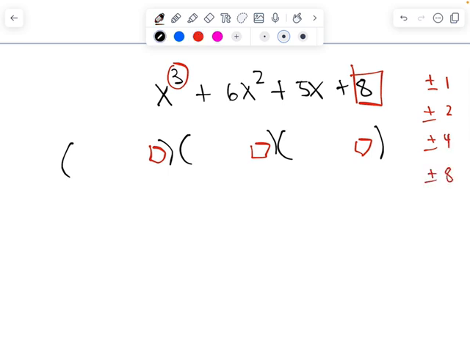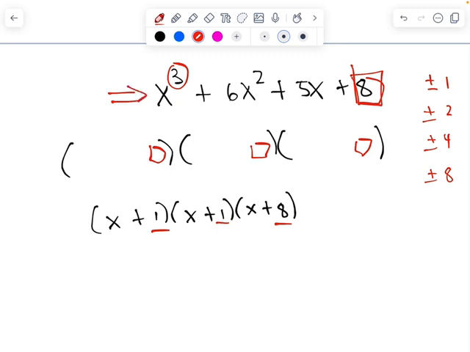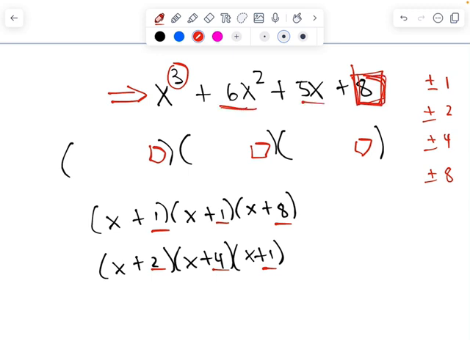For example, maybe this polynomial is x plus 1, x plus 1, x plus 8. Because if we multiply that all across, 1 times 8 would give us that 8. Now you have to multiply that out and see if it was that whole polynomial. But we could also try this possibility: x plus 2, x plus 4, x plus 1. And if I multiply that together, then maybe it would be the whole polynomial. Certainly I would get the 8 at the end. You'd have to check and see if you got the 6x squared and the 5x.